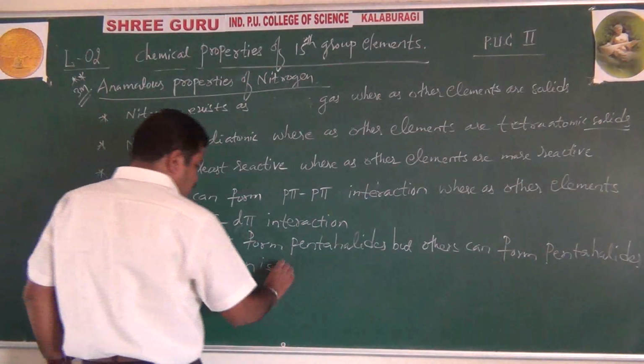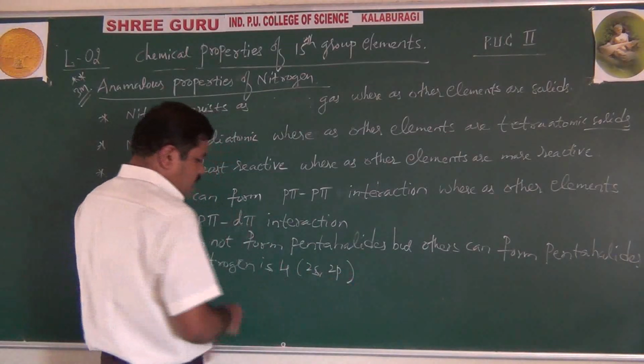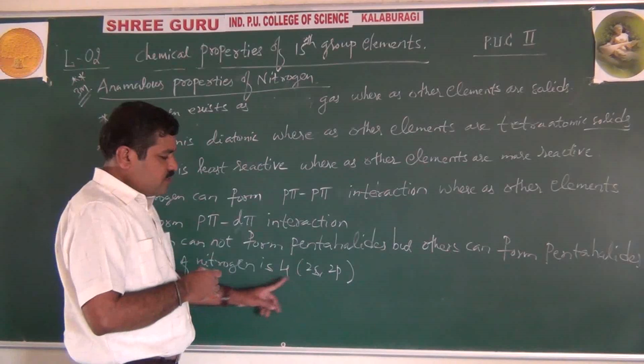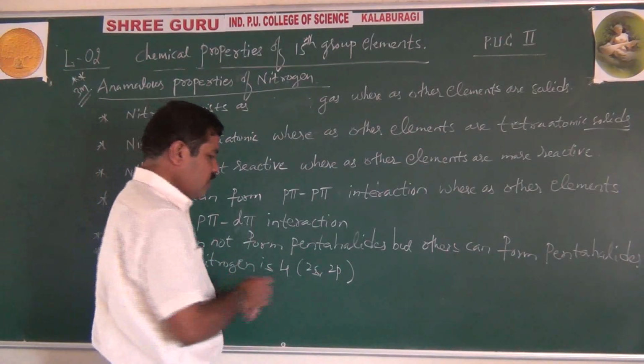Nitrogen is 4. That means 2p orbitals are available for chemical bond formation. In 2s1, 2p: 2px, 2py, 2pz. 3 plus 1, total 4.